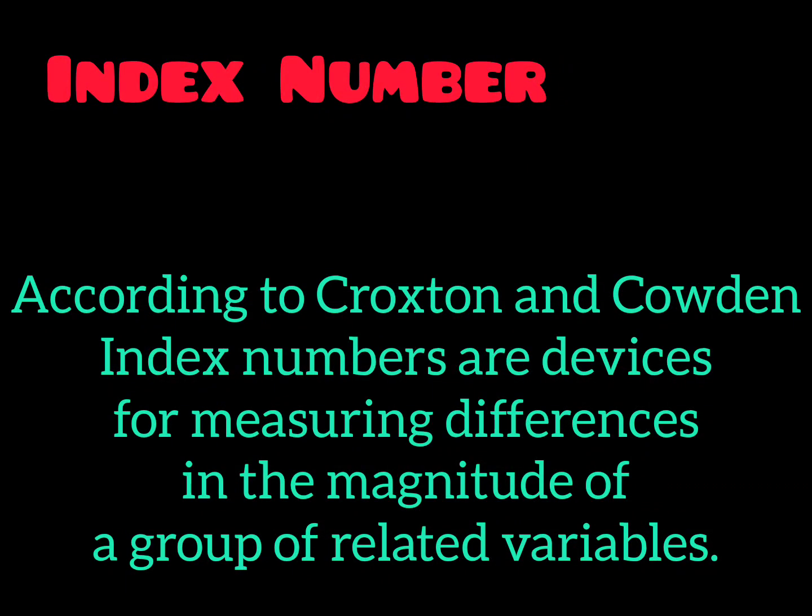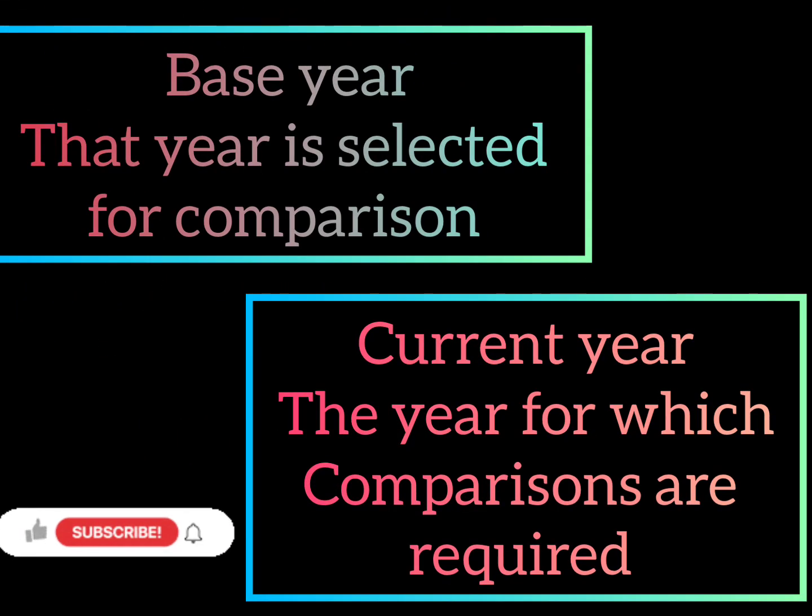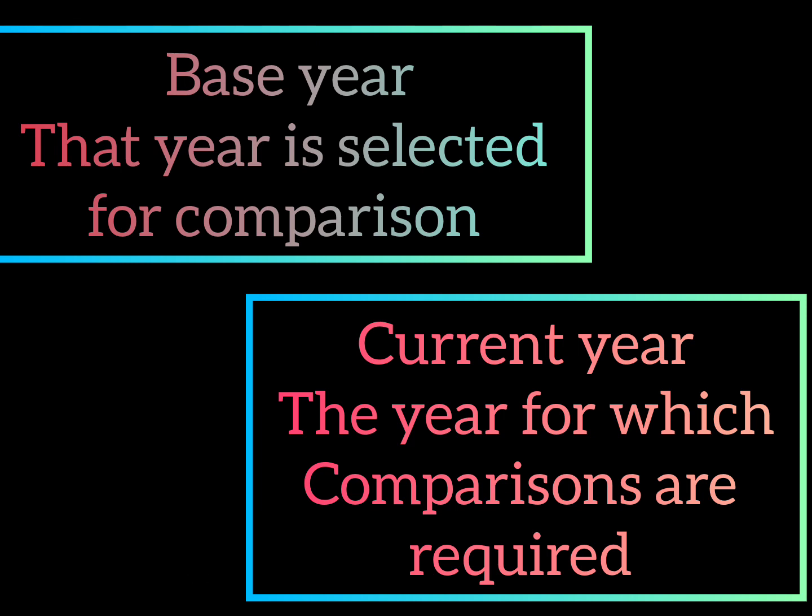Now going to the next, that is the definition of the base year and current year. Here we can see the basic meaning of base year and current year. Index numbers are a series of numerical values which show the relative position of a variable. When comparison is made between any characteristics at a certain period of time, that certain period of time is called the current year. So current year means the year for which comparisons are required. That means the year for which the index number is prepared is called the current year.